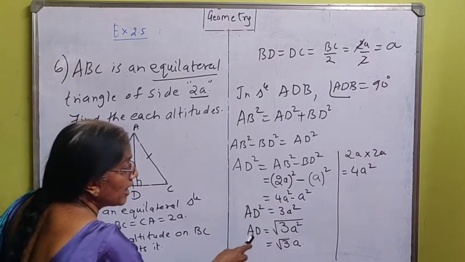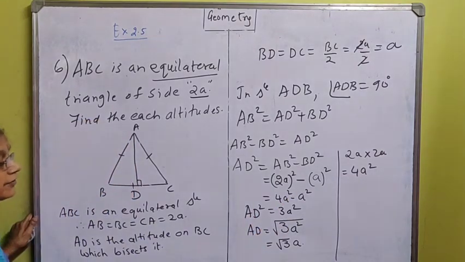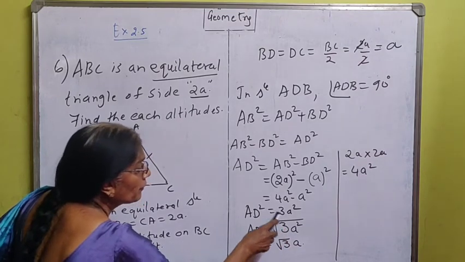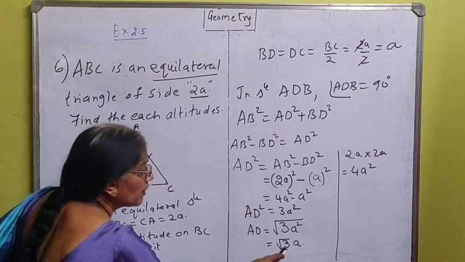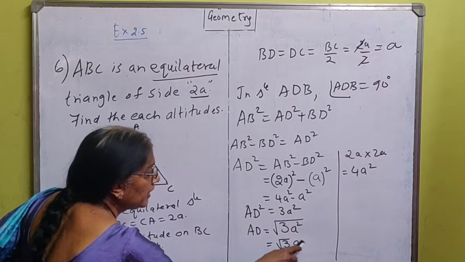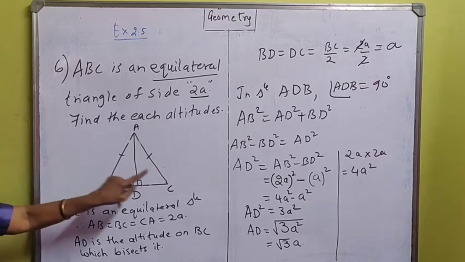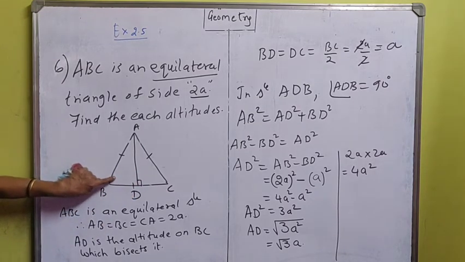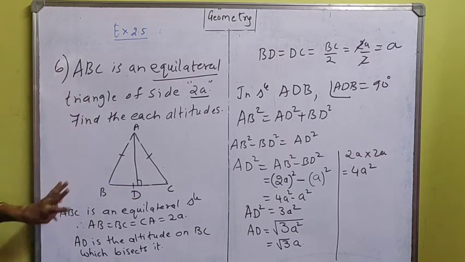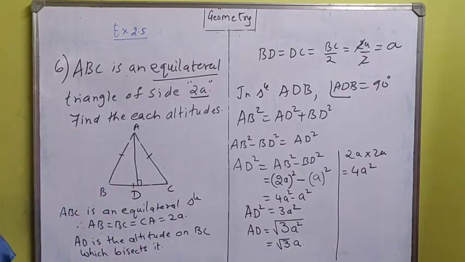AD square is equal to, but I want the value of AD. So square I am removing to the other side, so it will become square root. So square root of 3A square. Square root of 3, we don't have any square root, it will remain as it is. A square has a square root, it will become A. So root 3 into A. So the AD altitude is root 3 into A. The remaining two altitudes from vertex B and from vertex C also are same. So all the altitudes in this equilateral triangle are equal to root 3A.